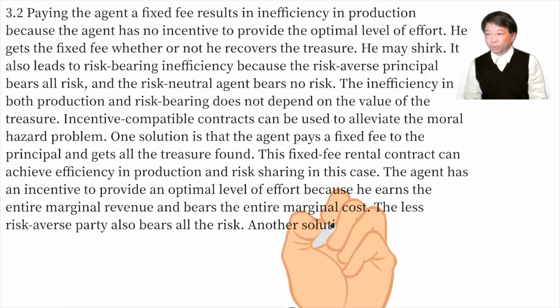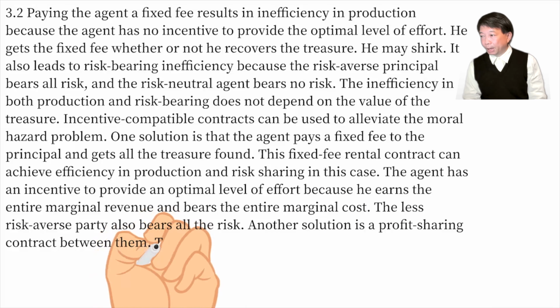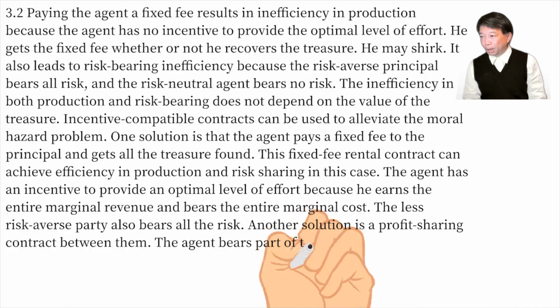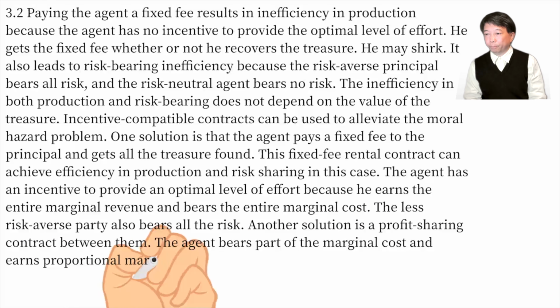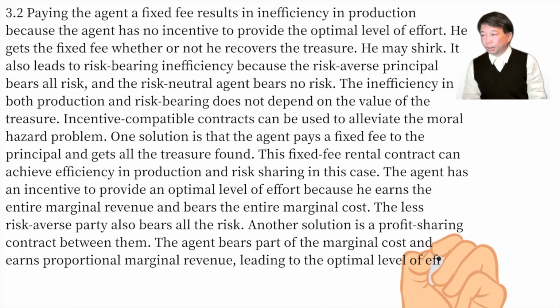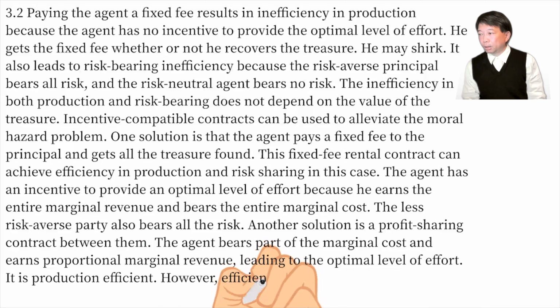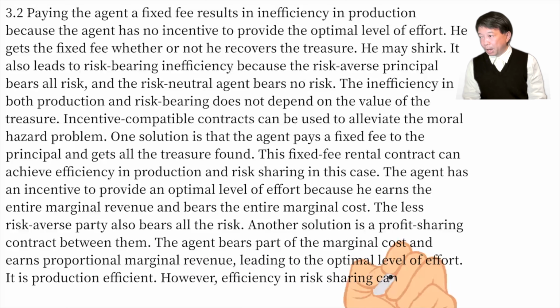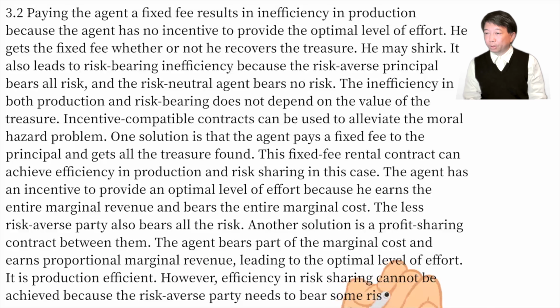Another solution is a profit-sharing contract between them. The agent bears part of the marginal cost and earns proportional marginal revenue, leading to the optimal level of effort. It is production efficient. However, efficiency in risk-bearing cannot be achieved because the risk-averse party needs to bear some risk.